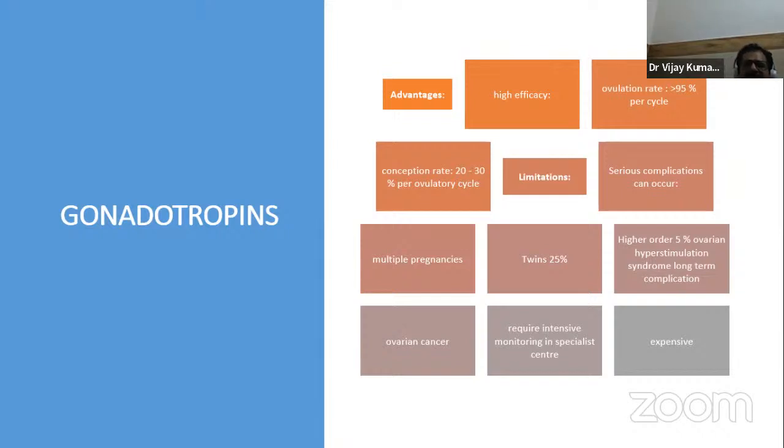But the major limitation is that it can lead to OHSS, such complications can happen. Even multiple pregnancies are quite common with gonadotropins. It is also understood that continued usage of gonadotropins for n number of cycles will lead to a risk of ovarian cancer in the woman in the later part of her life.